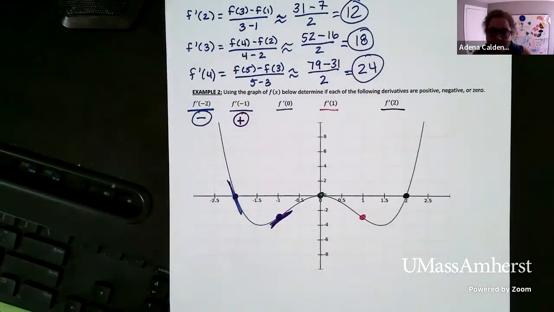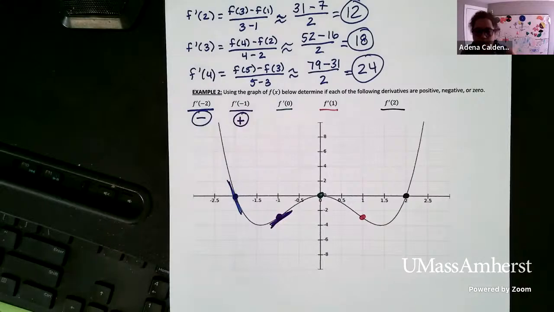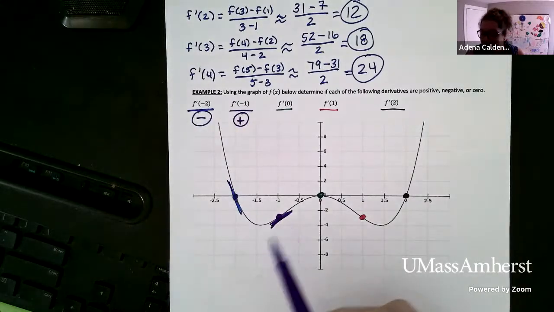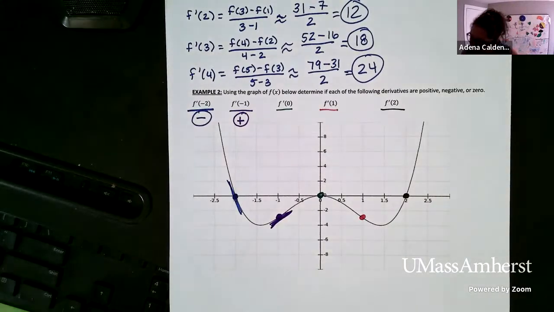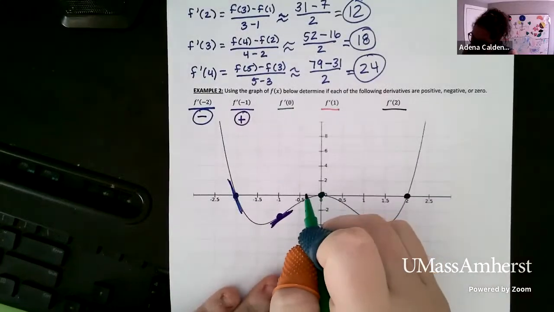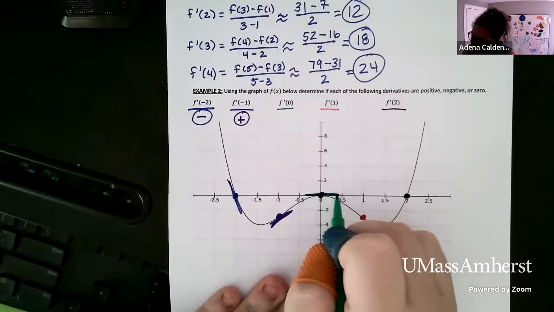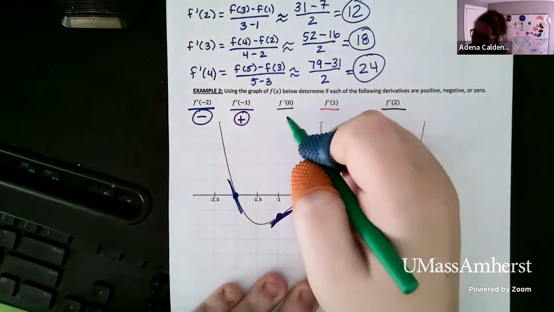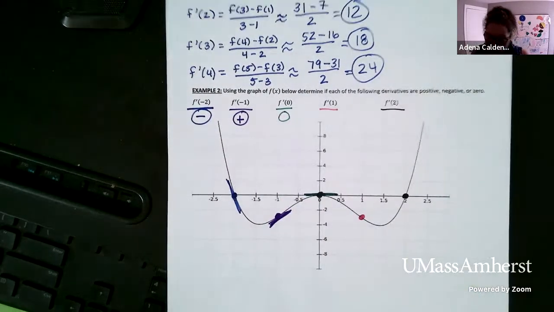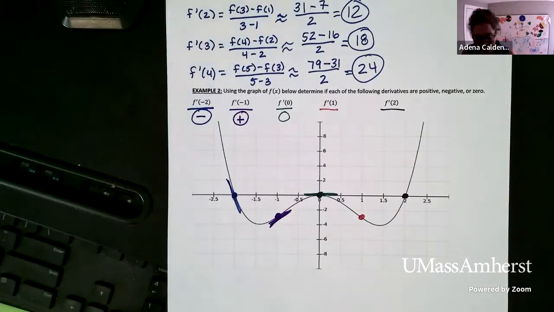Later on in chapter 2, either Thursday of this week or next week, we'll be figuring out exactly what the value of that slope is. But for now, we just want to know if it's positive, negative, or 0. So at 0, we have this point here. If we draw on the tangent line, it looks like this. And so it's going to be horizontal. It's right on the axis. And so if it's horizontal, that's when we have a 0 slope.